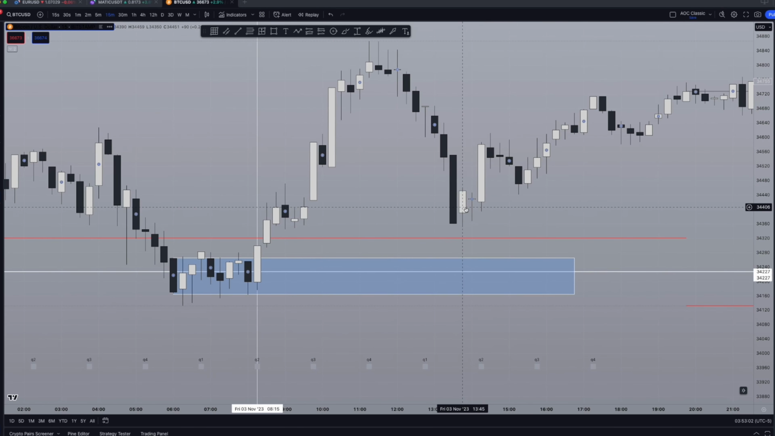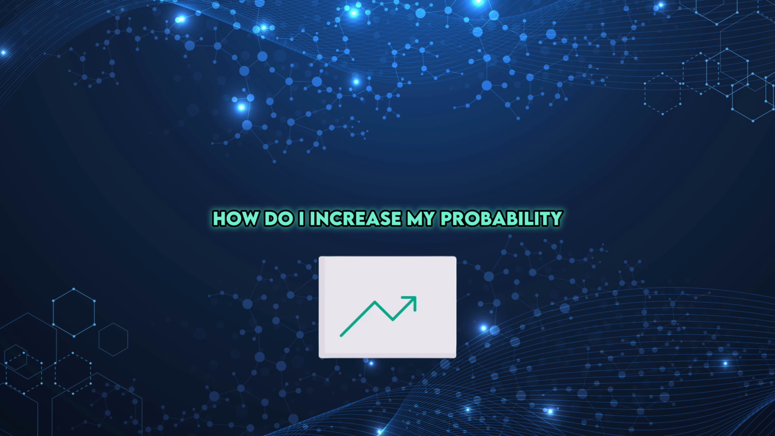Very, very straightforward. And I know that there are relatively equal lows here. If you only rely on price action concepts, you might think that this is just a false pump, and price will come stop you out if you go long and place your stop loss underneath these lows. But how do I know? How do I increase my probability?